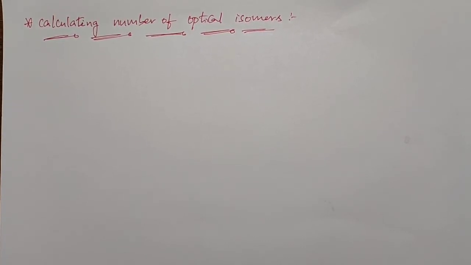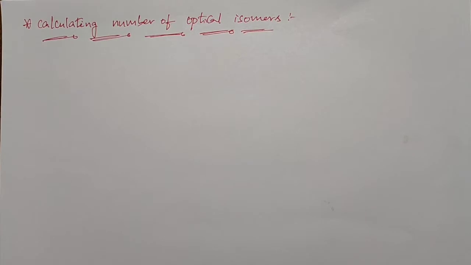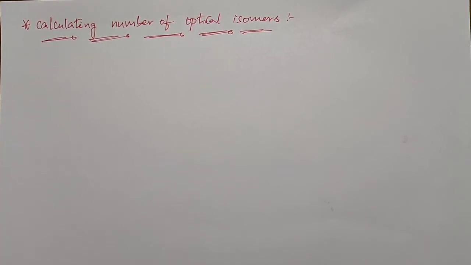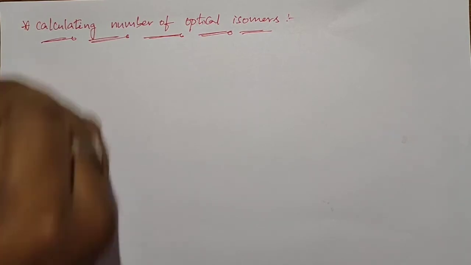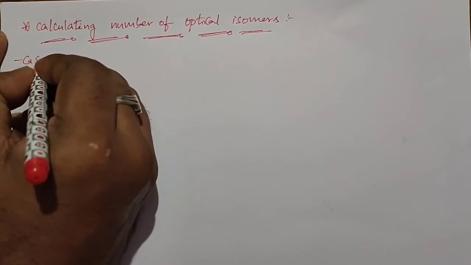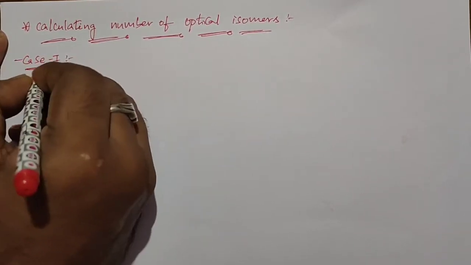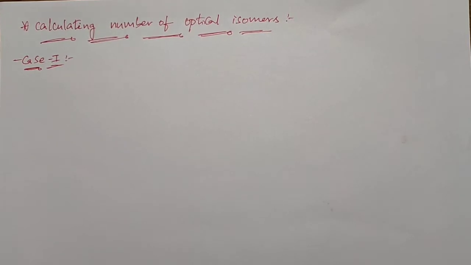In this video, we are discussing the calculation of the number of optical isomers for a given compound. For calculating the number of optical isomers, we have two cases. First, case 1: if the molecule has no symmetry, then the formula to find the optically active isomers is equal to 2 power n.